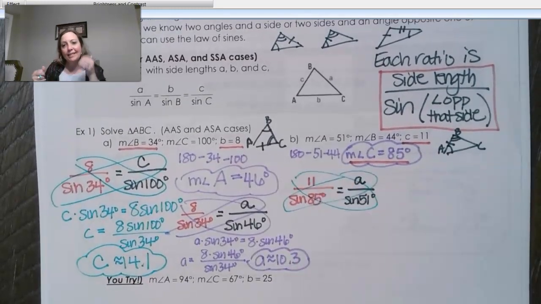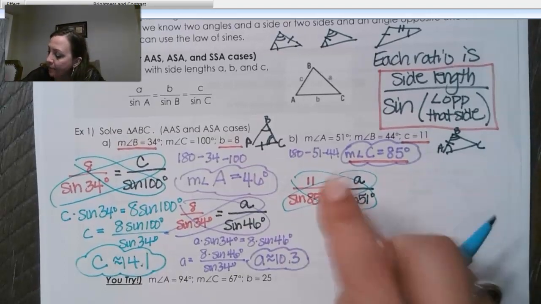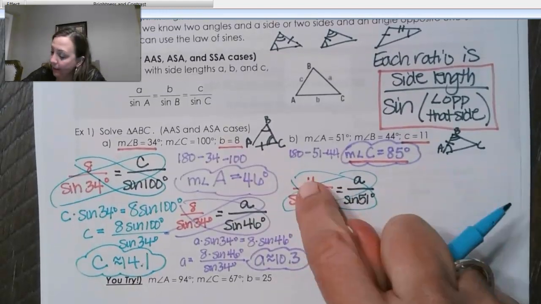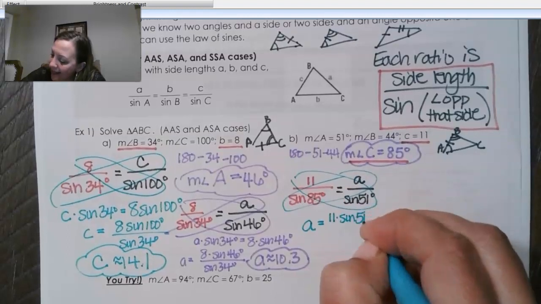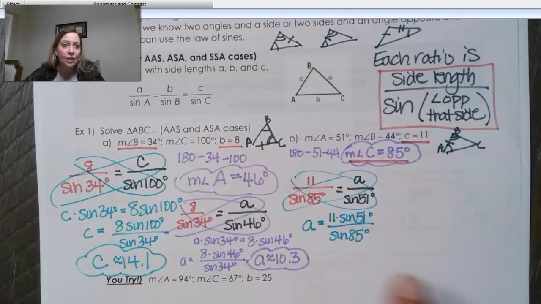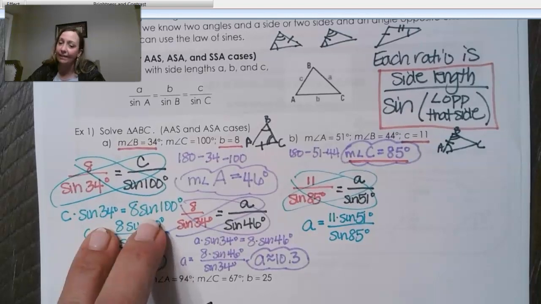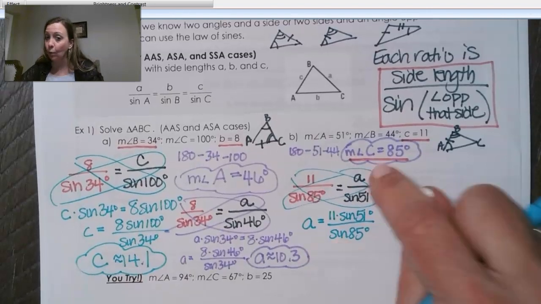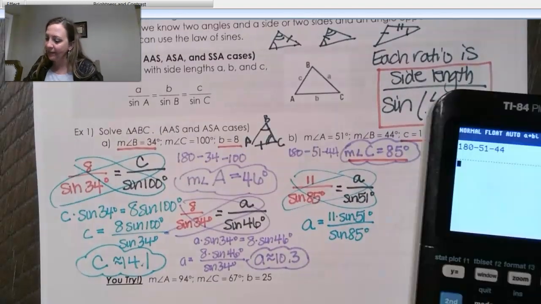And you might get to the point where you see what's going to happen in the cross multiplication. To find side A, we would be multiplying 11 times the sine of 51 degrees, and then divide by the sine of 85 degrees. Now, if you can't jump right to there, please feel free to do the regular cross multiplication and then isolate the variable. But I'm happy for you just to jump from the proportion to this. That's fine with me. So let's find what that is.